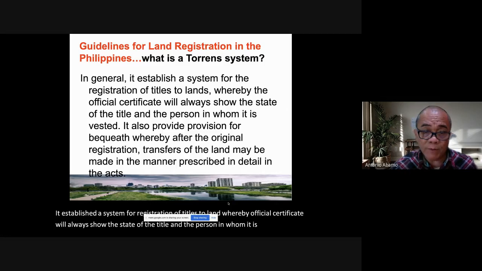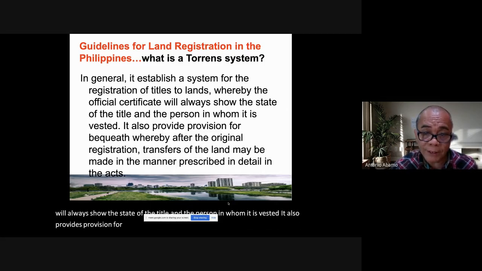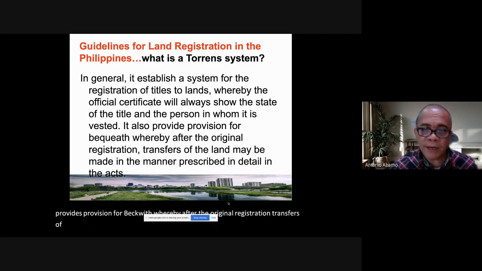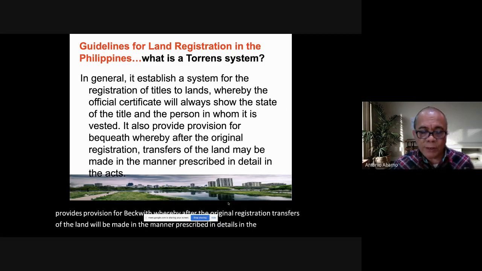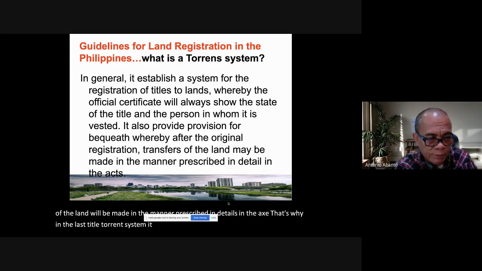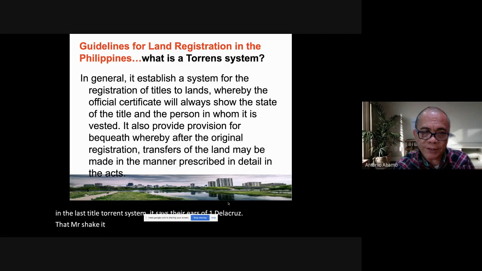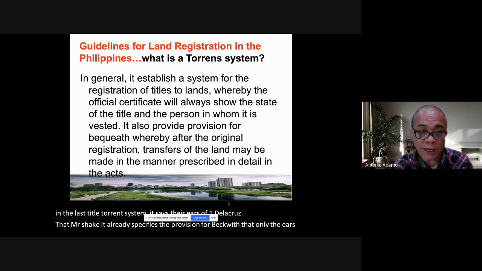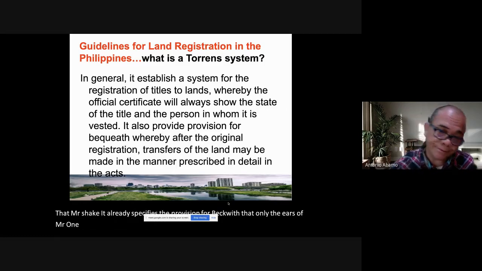It also provides for bequest, whereby after the original registration, transfers of the land will be made in the manner prescribed in detail in the acts. That's why in the land title, Torrens system, it says the heirs of Juan de la Cruz. That means to say, it already specifies the provision for bequest, that only the heirs of Mr. Juan de la Cruz can inherit the land. Okay? So it's like that, no?